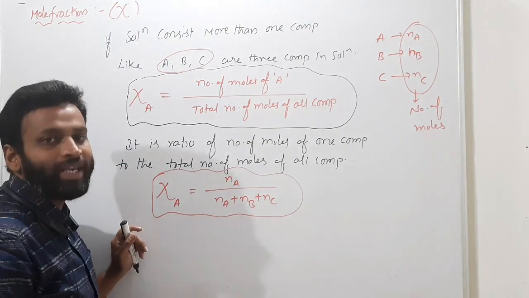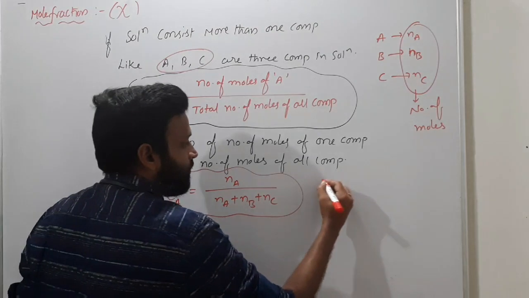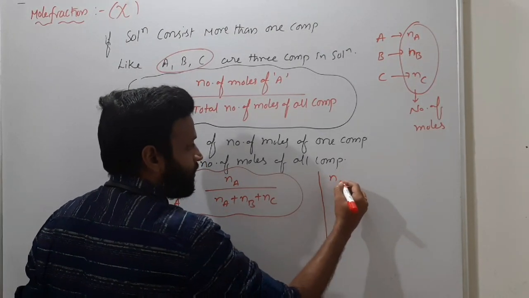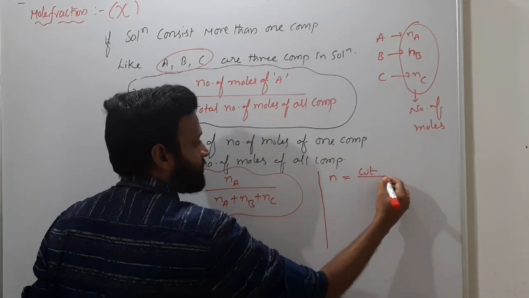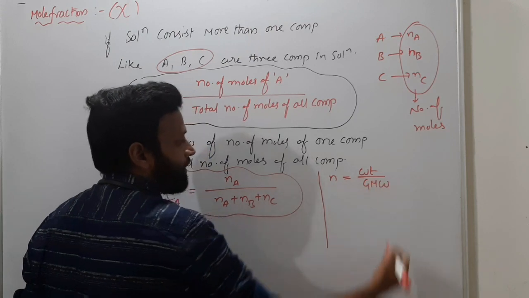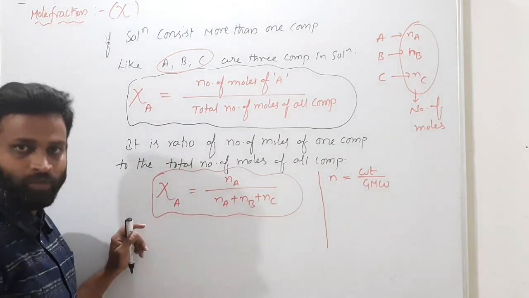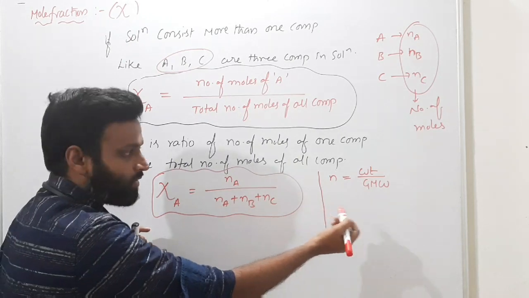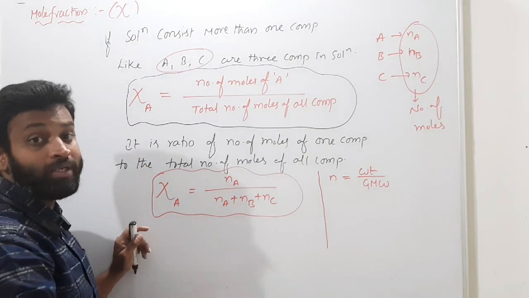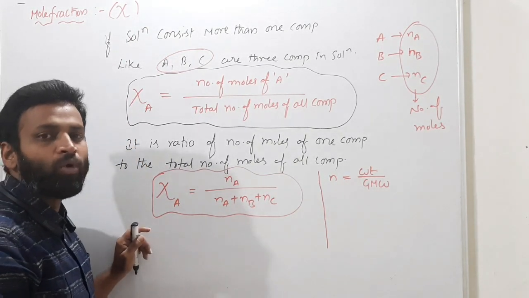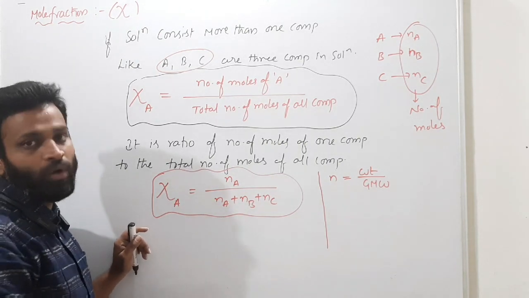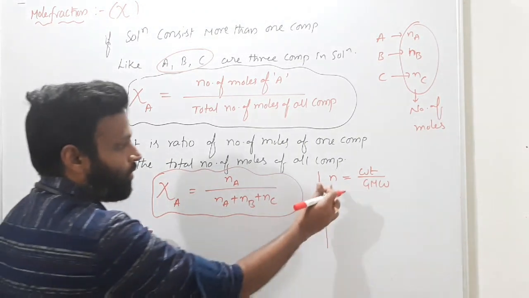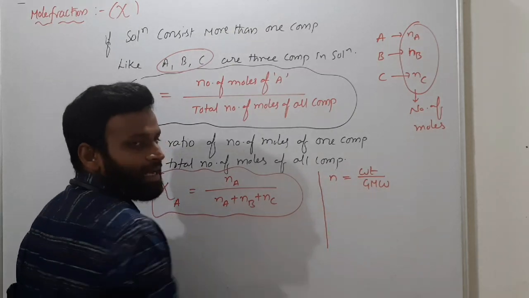At least you must know the weights, because you know the formula for number of moles. What is the number of moles? It is weight of substance by gram molecular weight of substance. You know, 1 mole is equal to Avogadro number. 1 mole means 22.4 liters. 1 mole means gram molecular weight. If it is 1 mole, the weight is equal to the gram molecular weight.